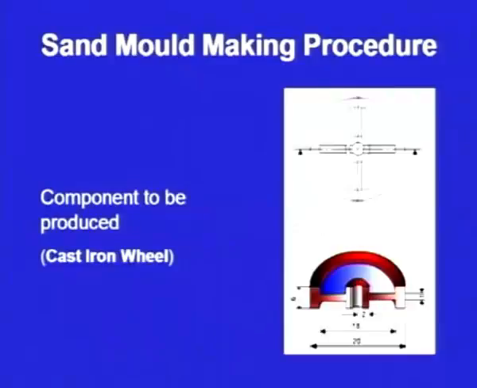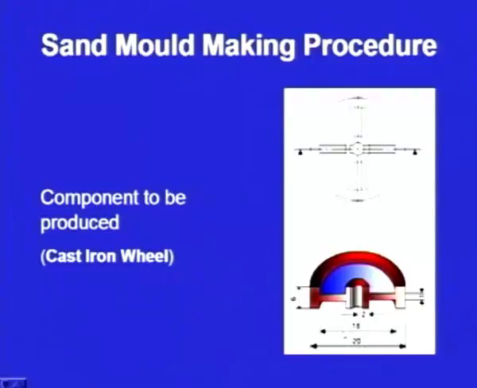Let us see the sand mold making procedure. How to make the sand mold? As the green sand molding is popularly used, it is very popular. It has been in practice right from the beginning. We need to learn what are the steps involved in making a mold, in making a casting with green sand molding. Let us take a case study where we are making a cast iron wheel of this shape. Here the cross section is shown, it is cut, but we are going to make the complete wheel. What are the steps involved?